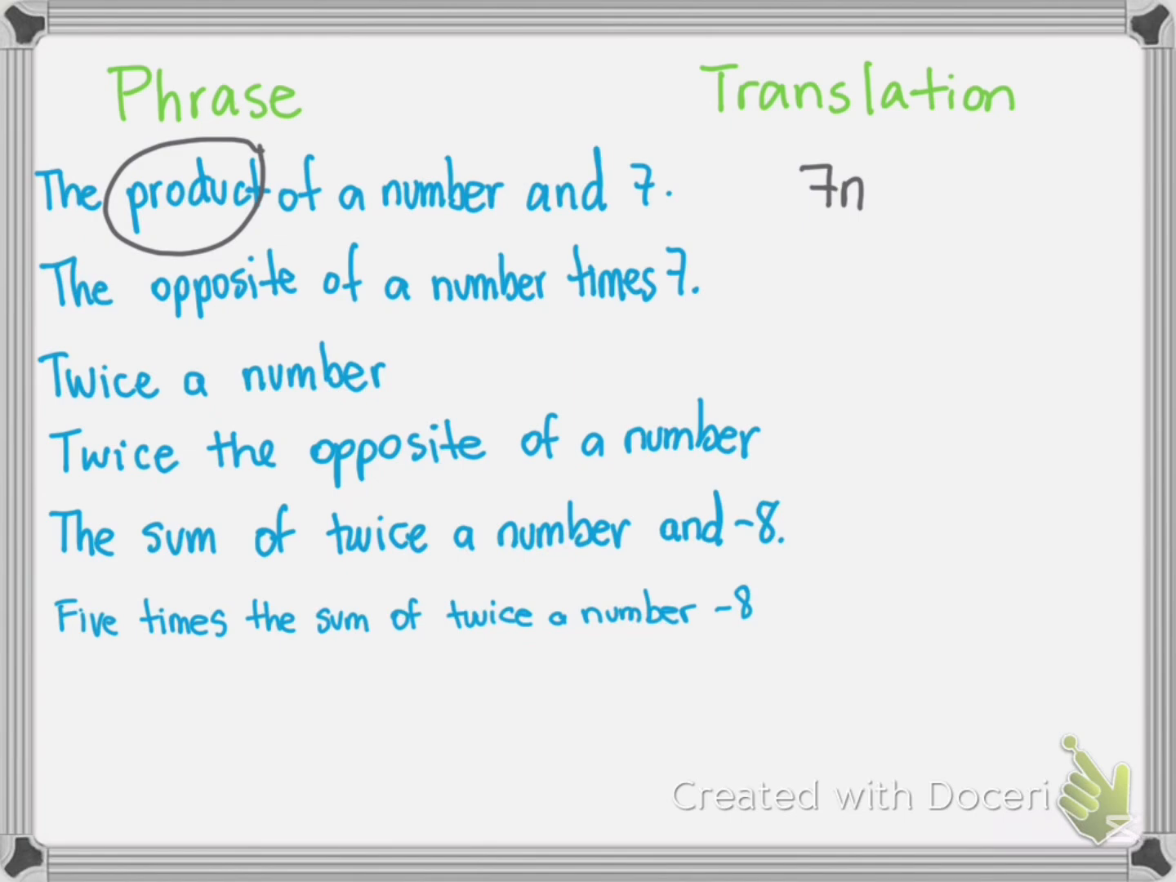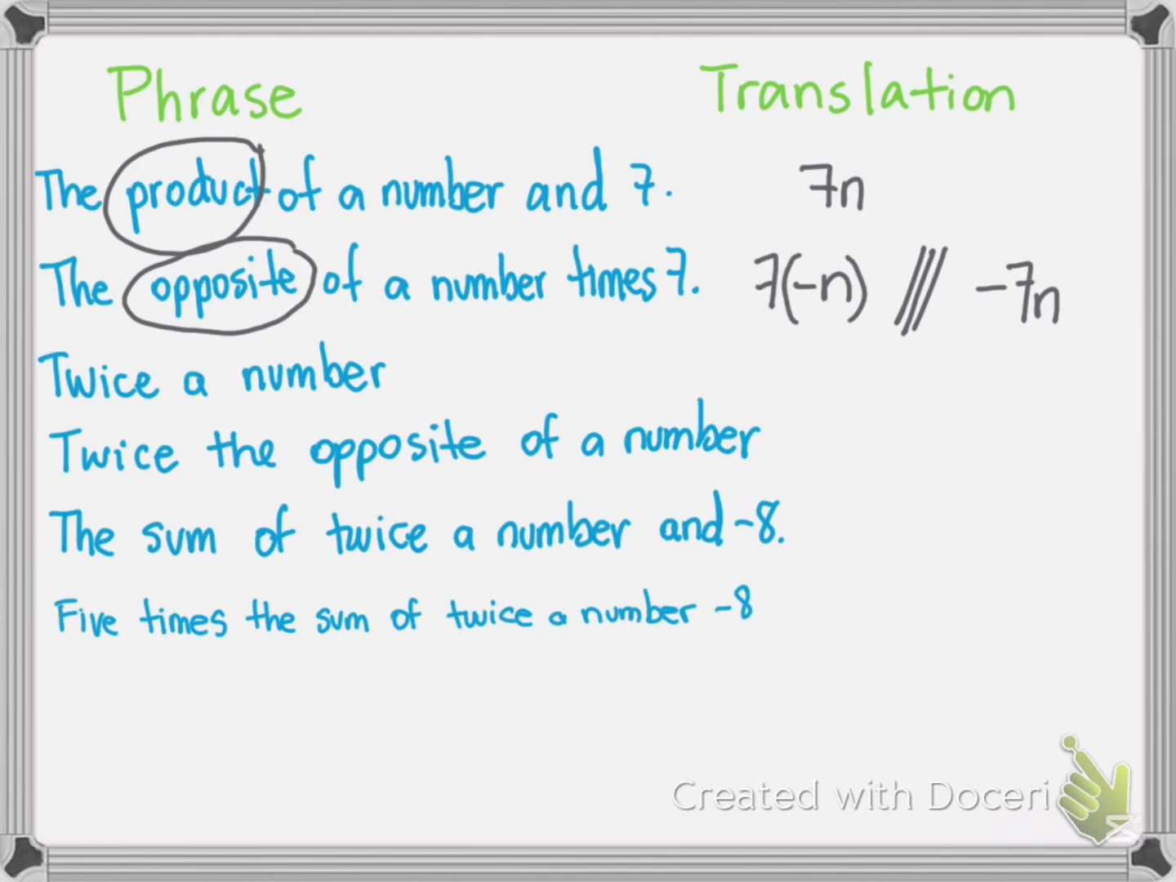Then we have this thing that says the opposite. Remember, we learned about what is the opposite of a number. The opposite of n would be negative n. Okay? So the opposite of a number is negative n, but I have a 7 also here in front. So you can write it like that. Or if you get familiar with this and you want to do it in one step, you can also write negative 7n. That would be the opposite of a number times 7.